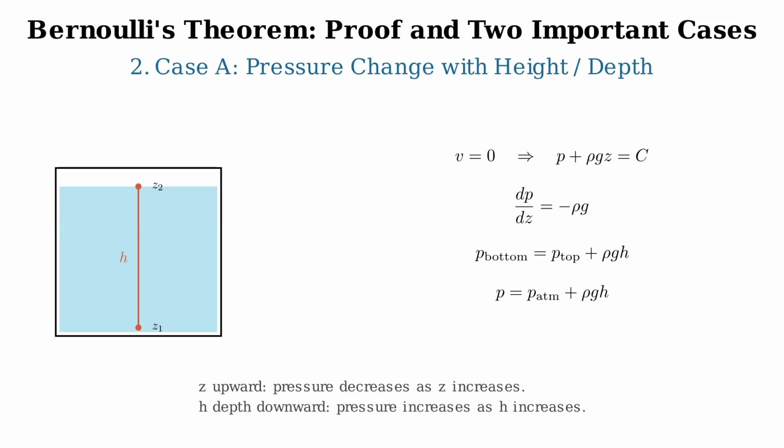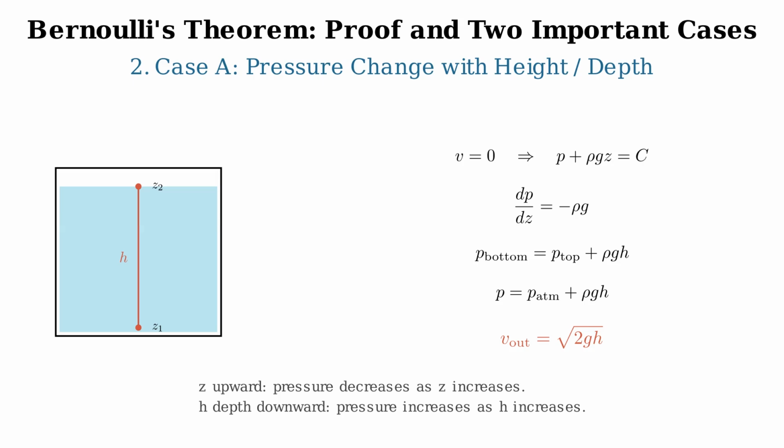If we measure h downward as depth below the free surface, then pressure increases with h. At a depth h below the surface, the pressure is atmospheric pressure plus rho g h. This is the familiar result that a taller or deeper water column produces greater pressure. This is also the reason a tank drains with speed determined by height.